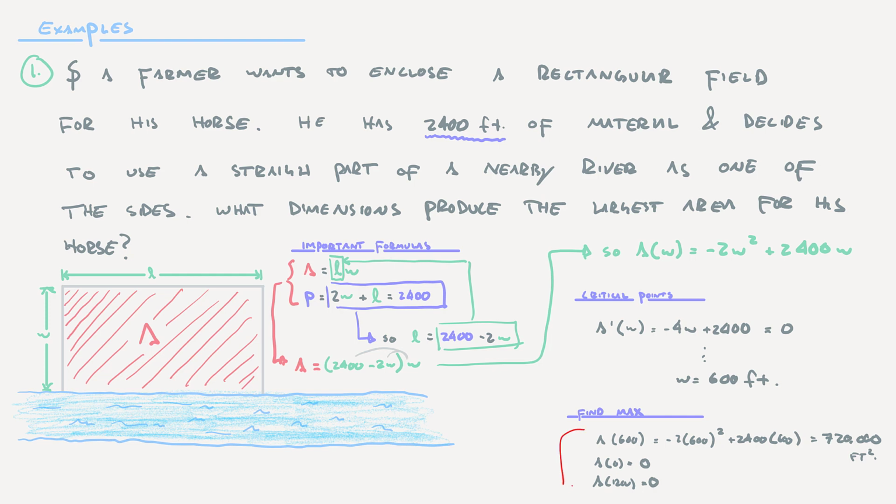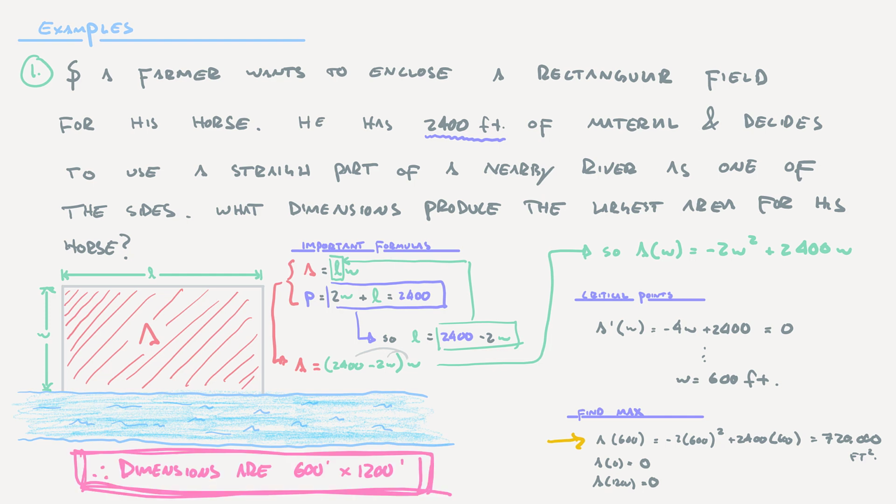Here's me plugging them in again, the endpoints that is, along with the critical point, and very clearly the maximum comes from when the width is 600. All right, so our width is 600, which means that if you plug that 600 back into this equation here, 600 in for that W, you get 2,400 minus 2 times 600, which is 2,400 minus 1,200, which is 1,200. So the length is 1,200 feet.